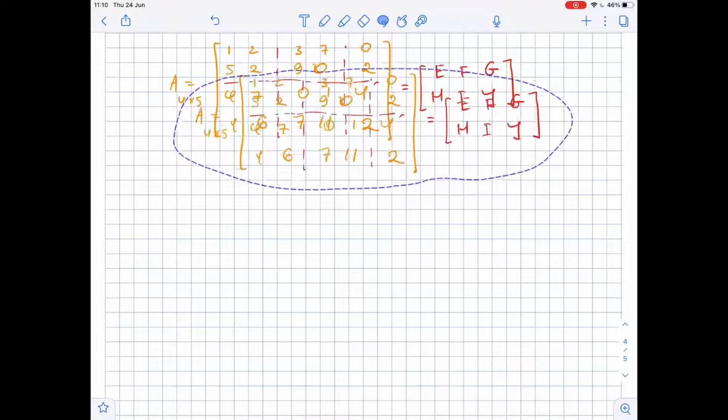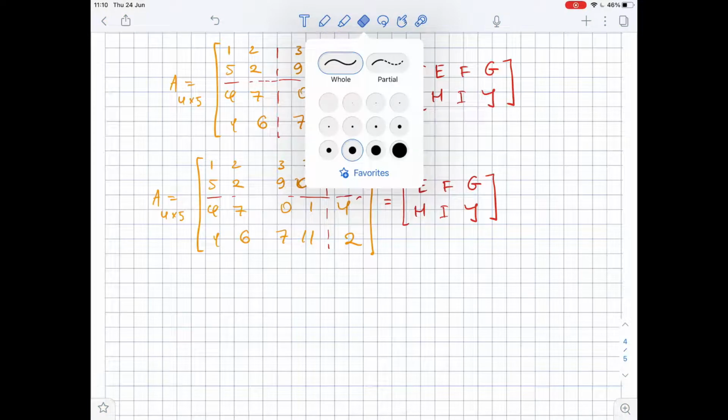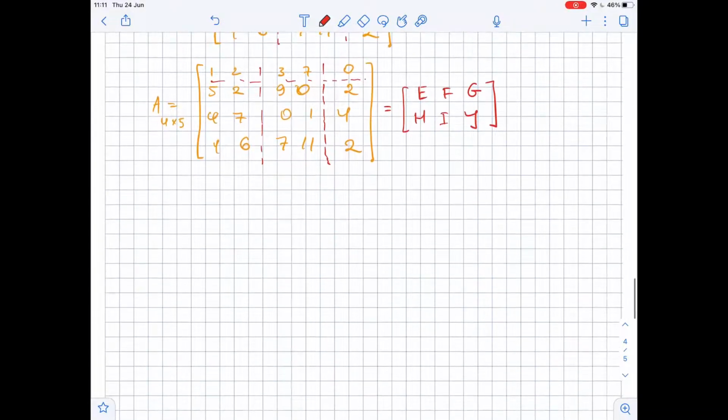So for instance, we can divide it into blocks as here, here, and here. So again, we have 6 blocks, but obviously these blocks are different. These are different arrays. And again, our matrix A consists of E, F, G, H, I, J arrays.